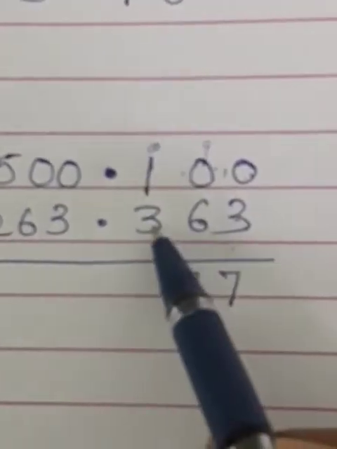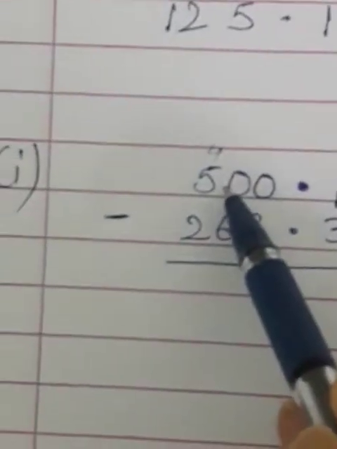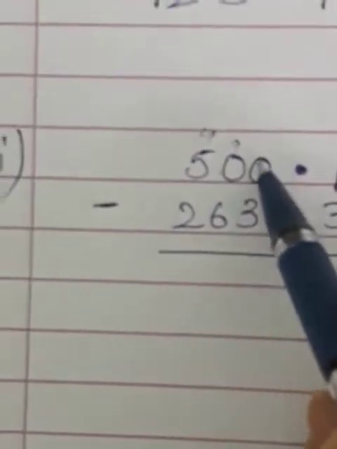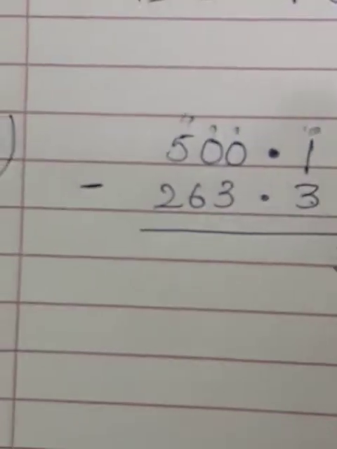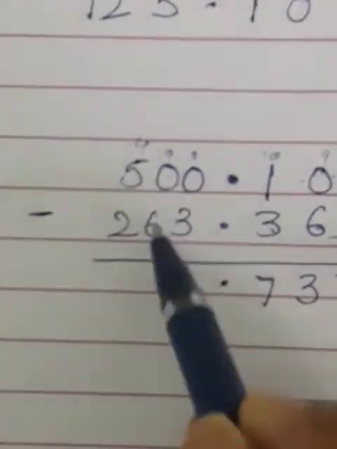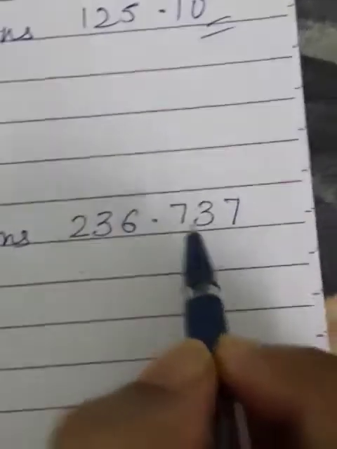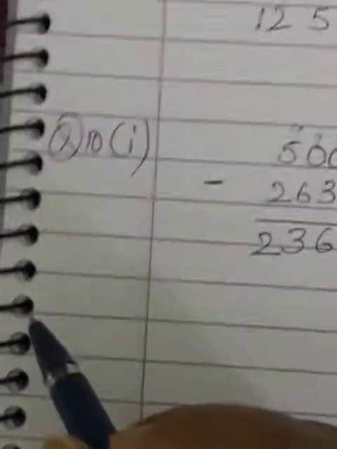Now 0 minus 3 I cannot do, so I'll take carry from here. This becomes 4. This becomes 10. When I take carry, becomes 9. This also, when I take carry, becomes 9, and this becomes 10. 10 minus 3 is 7. 9 minus 3 is 6. 9 minus 6 is 3. 4 minus 2 is 2. So the answer is 236.737.